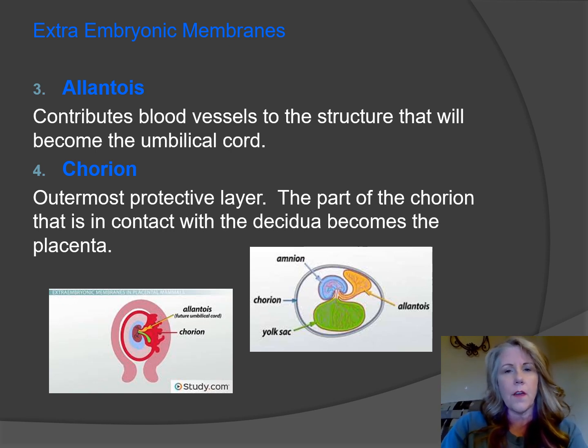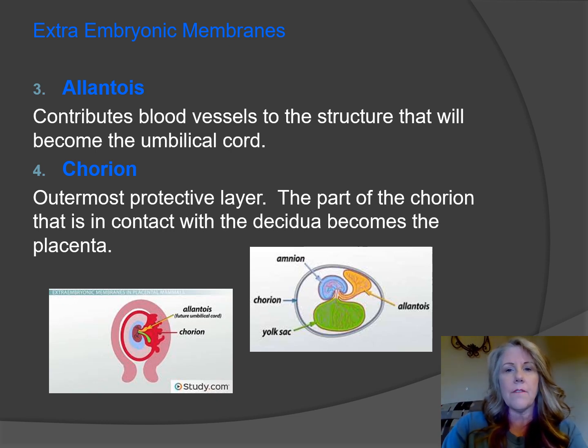The fourth extraembryonic membrane is the chorion. Okay, the chorion. What is the chorion? It is the outermost protective layer. The part of the chorion that comes into contact with the decidua becomes the placenta.